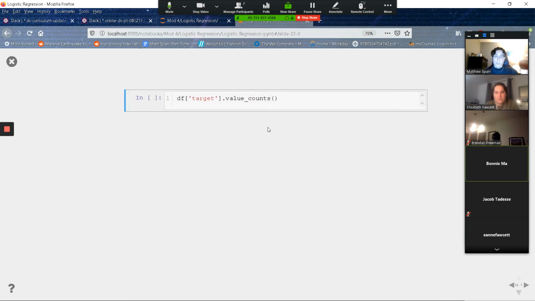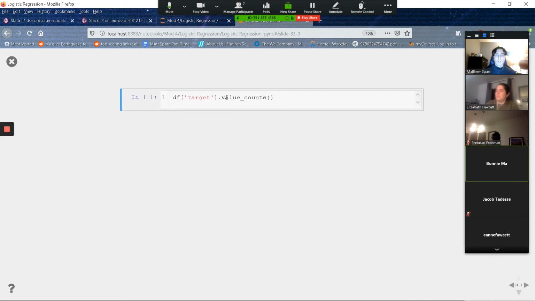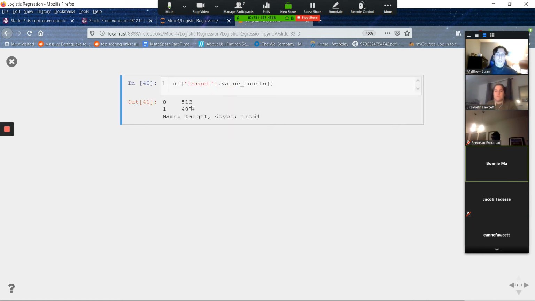All right, so one more thing to talk about is class imbalance. So in our example, here's the counts of our target variables, so the zeros and the ones. We can see they were approximately equal.